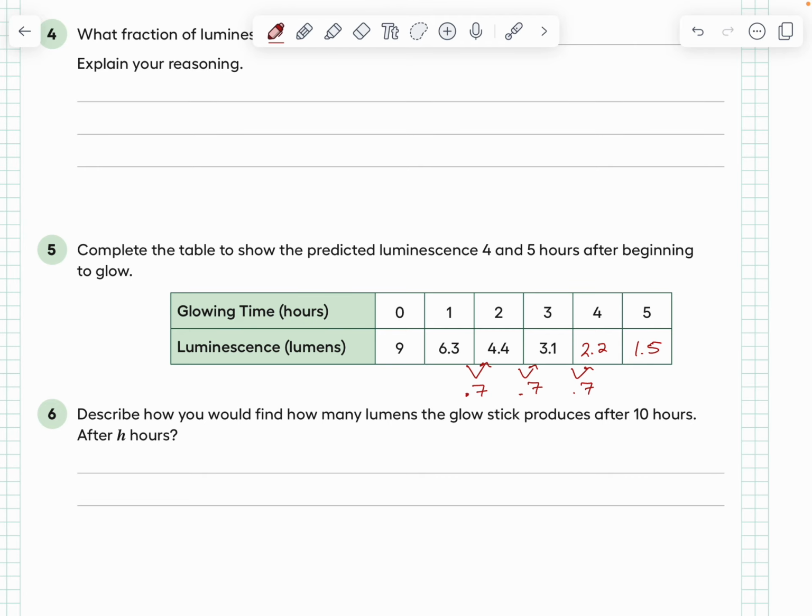Describe how you would find how many lumens the glow stick produces after 10 hours, right? You would end up using the formula that they talked about. So you start with 9 in this case, and then it goes down 0.3, so you put 0.7 to the power of h, I guess, right? So you'd use the formula that we've talked a bunch about.